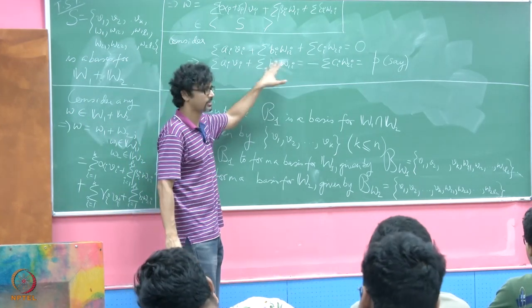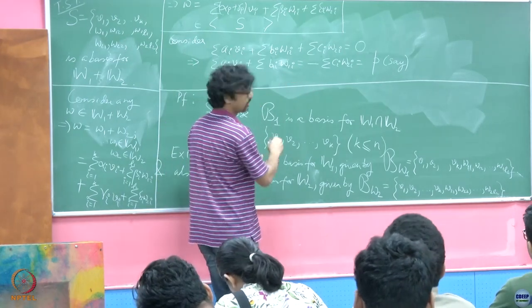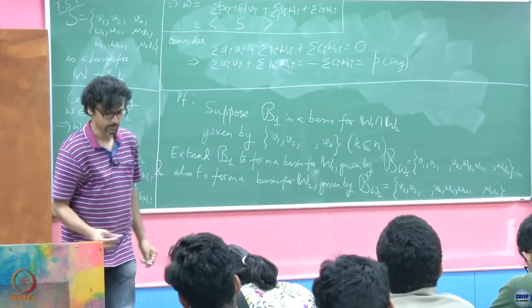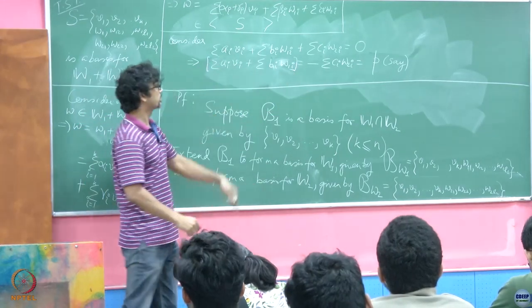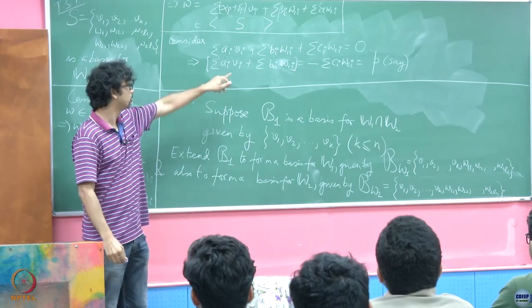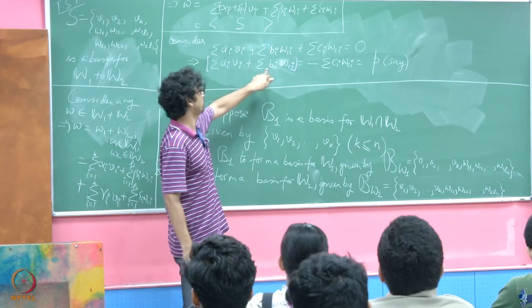Nothing non-trivial being said here, right? It's straightforward. But based on this, what can I say? Look at this. What can you say about this object, the one I marked in purple? This only uses vectors in W1.